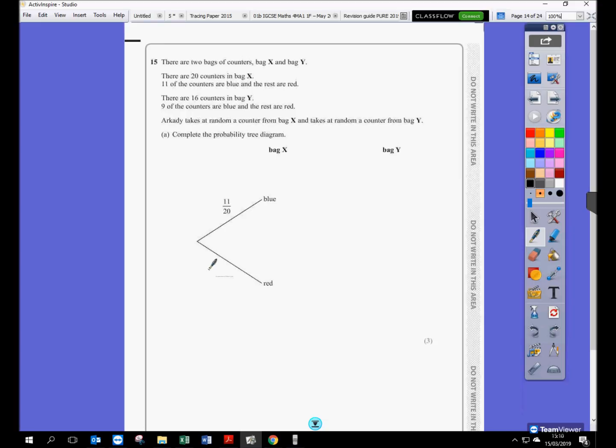Okay, so the first branch is 9 over 20 because it has to add up to a whole one. If you complete the structure of the tree, don't forget the labels as well. So we can write B, R, following the same order as the previous part. This is bag Y. In bag Y, there are 16 counters and 9 of the counters are blue. So 9 over 16 are blue, and then that must mean the other 7 are red.